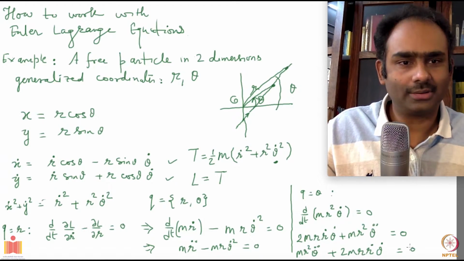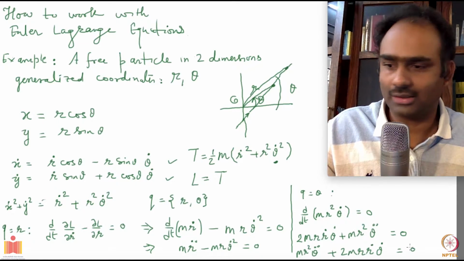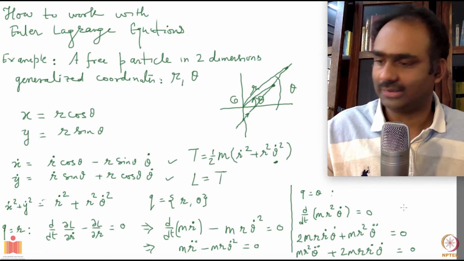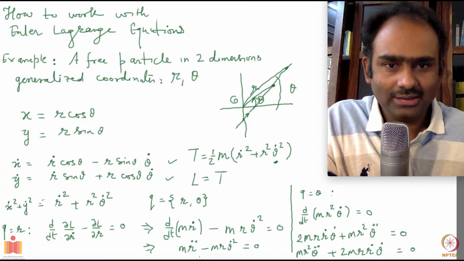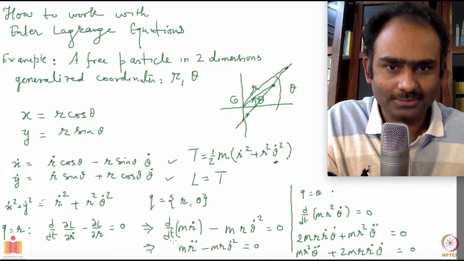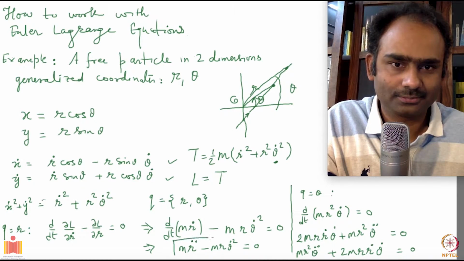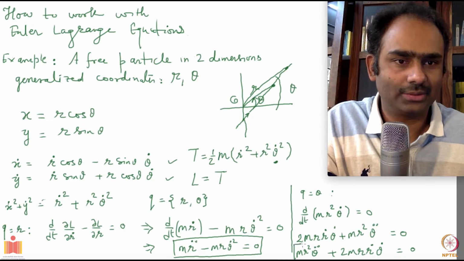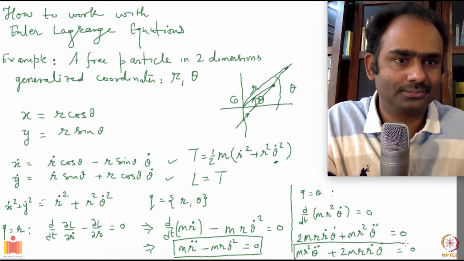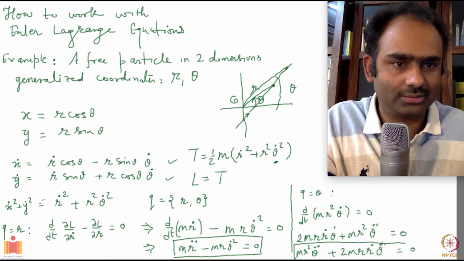Let's check. m r square theta double dot plus 2 m r dot theta dot equals 0. Perfect. Everything is correct. So your equations of motion are this one, and this one. There's a theta dot here. Okay, there's one dot only, this one.